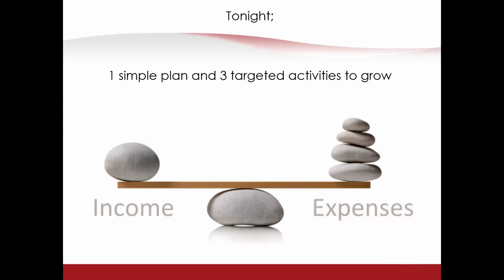I want to talk to you about a very simple strategic plan matrix that you can use, and 3 very, very targeted strategic activities that you can use to grow your practice. And when we talk about income, once again, there's 2 parts to that. There's warm and fuzzy, and then there's how do I pay my bills? I need some cash for that. So it's both behavioral and monetary at the same time.